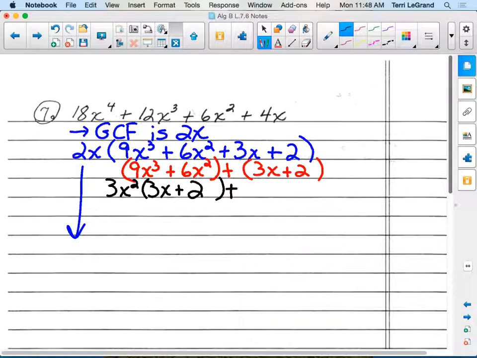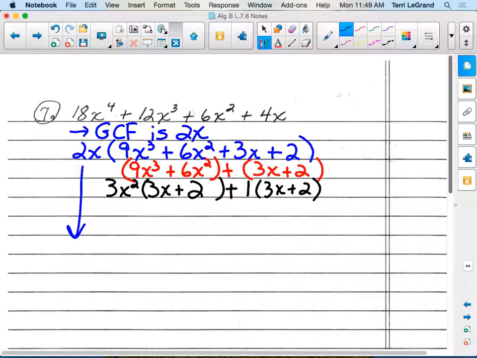Bring down our plus sign. What's the GCF of the second group? 1. 1. Do we have to write it? Yeah, we do. Even though a GCF of 1 doesn't really get you anywhere in this case because it's the GCF of only one of the groups, we have to write it. And of course that means the other factor is going to still be that 3x plus 2.